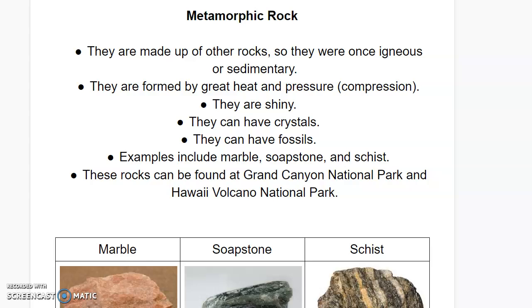And we've studied Grand Canyon National Park and Hawaii Volcano National Park, which have sedimentary and igneous rocks. Over time, once those rocks are compressed, they turn into metamorphic rock. So both of those national parks do have metamorphic rock. We have metamorphic rock around here as well. Over time, it is created.